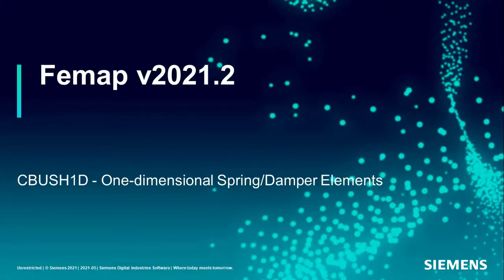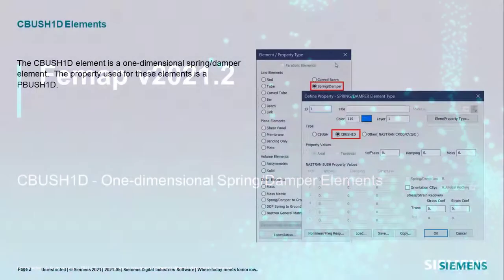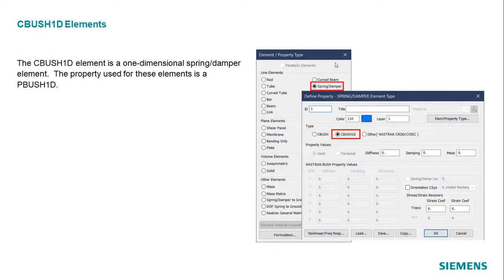With the release of Femap version 2021.2, Femap extends its support for Nastran with the creation and editing of CBUSH1D spring and damper elements. A CBUSH1D element is a one-dimensional spring damper element. The property used for these elements is a PBUSH1D. You define this property using stiffness and damping coefficient values.